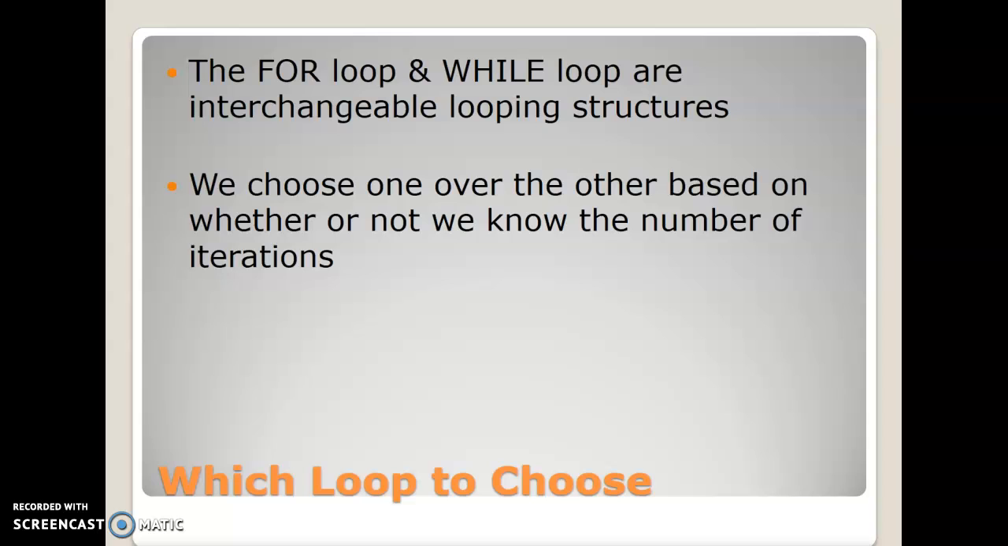So the for loop and the while loop are interchangeable looping structures. We choose one over the other based on whether or not we know the number of iterations, but even that should not be the only reason why I choose it. But those are usually what indicates me to use a while loop over a for loop, with the idea that while I want to do something, I'll do it. But once I no longer want to do it, then it will terminate. Where the for loop tends to go from one value to another value and then terminates, tends to be more fixed in size.